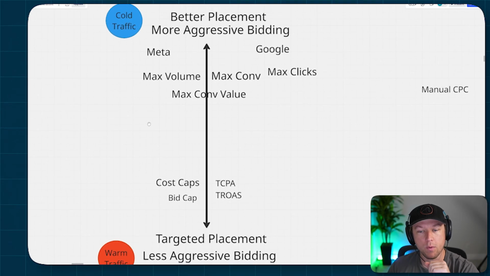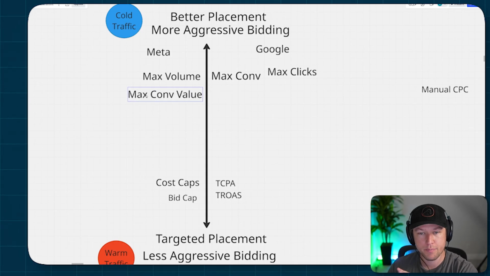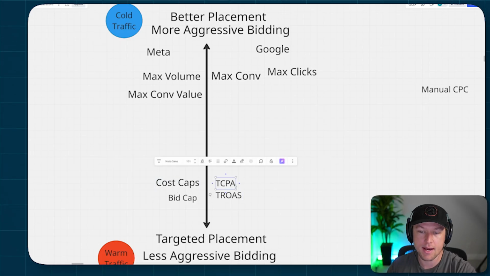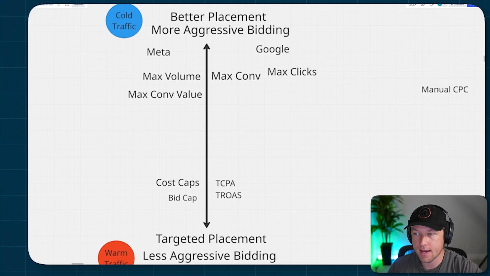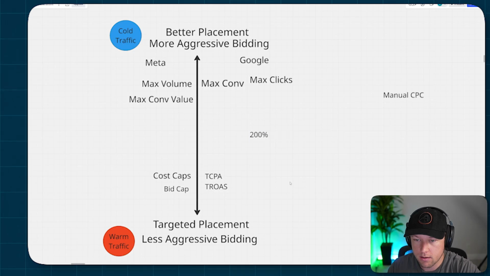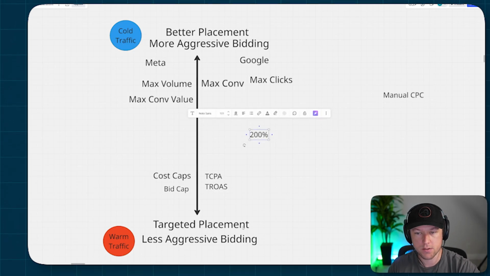So when we're looking at this, we can say, okay, based on all this information, we know that these types of bid strategies are colder, these types of bid strategies are warmer or colder, and then these are warmer. So the caveat with this is that if I have, let's say, a 200% ROAS in my account, right? So I'm hitting a 200% ROAS.